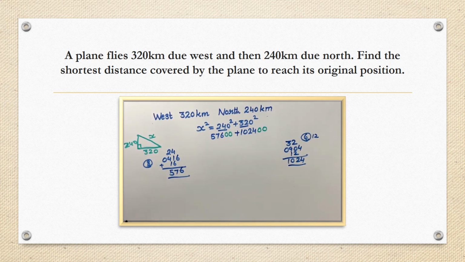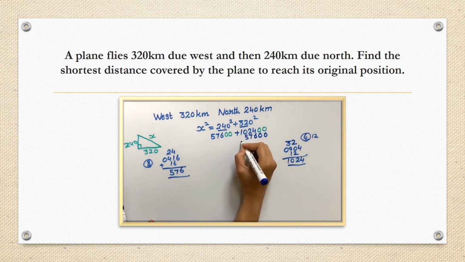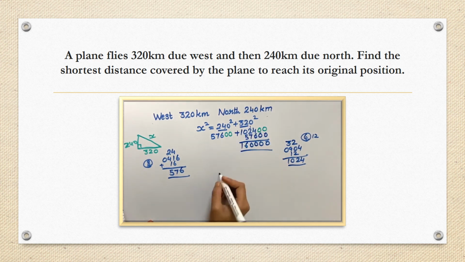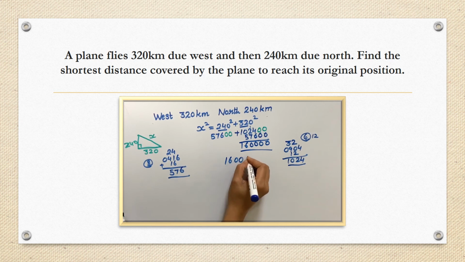Then let's add this. 0 0 6 7 5. Add that: 0 0 10 1. Carry 1, 10 1 6. So it's 1 6 0 0 0 0, which means 1,60,000. X square is 1,60,000.